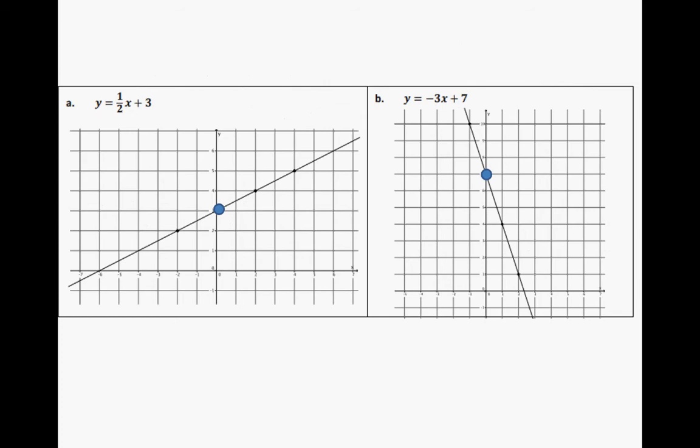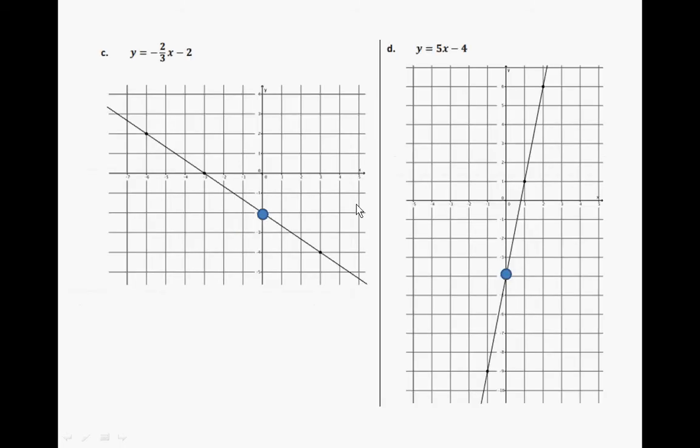It also asked you to identify where on the graph the point is that crosses the y-axis. So for A, I've marked the point here. B, the point here is 7. For C, the point here is -2. And for D, the point is -4.